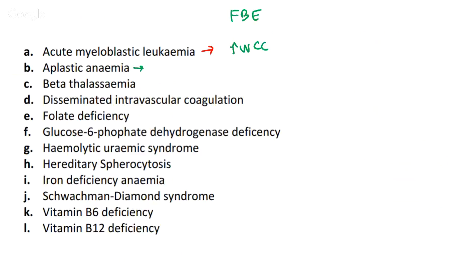Aplastic anemia, what would you expect on FBE? Pancytopenia. Pancytopenia. Okay, beta thal? Anemia. You need to be more specific. I just want FBE. Yeah, microcytic anemia. So decreased MCV. What else? Decreased Hb. Yes, decreased Hb. Okay, we'll leave it at that.